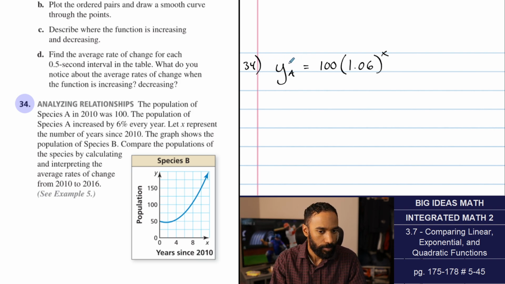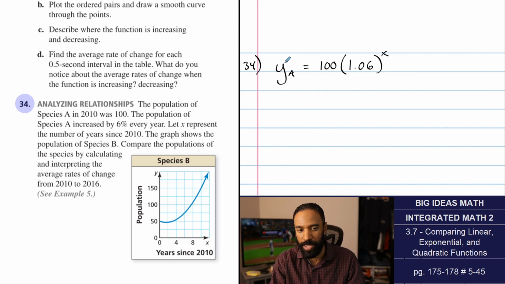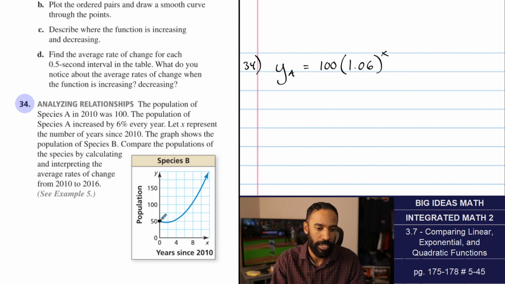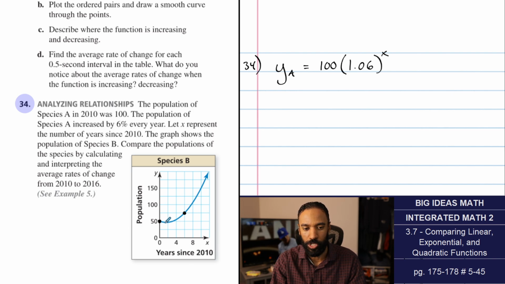There's a model. The graph shows the population of species B. Compare the populations of the species by calculating and interpreting the average rates of change from 2010 to 2016. So population B, which looks like a quadratic, I'm not going to be writing an equation for it, but I will be finding the average rate of change from here to year 6 right here. Notice that the quadratic one, actually, the population decreases very slightly within that first year, and then second year kind of starts bringing it back up.